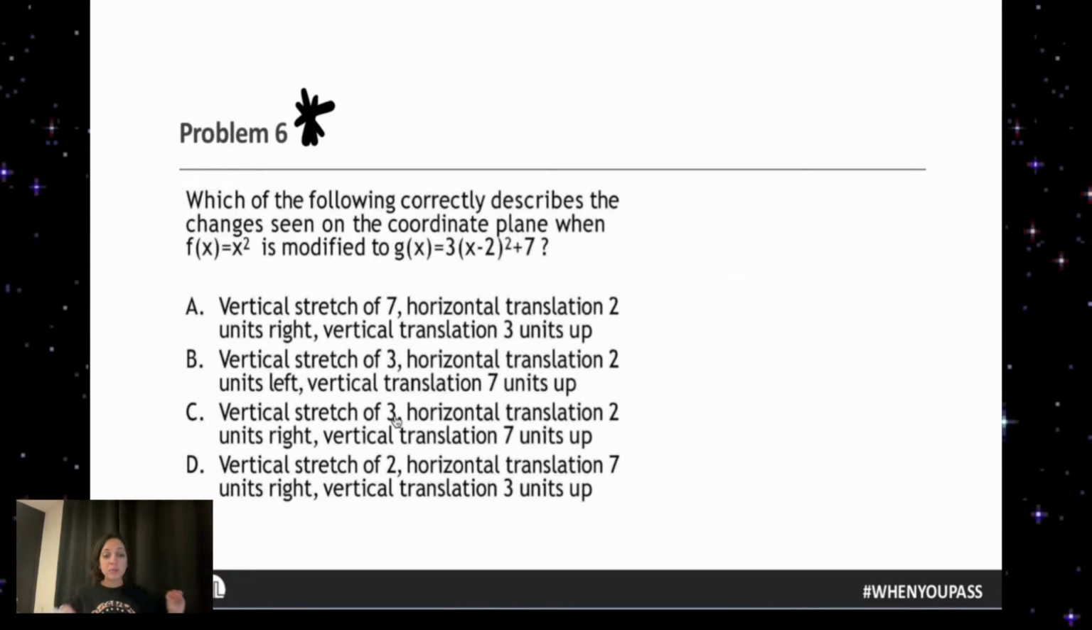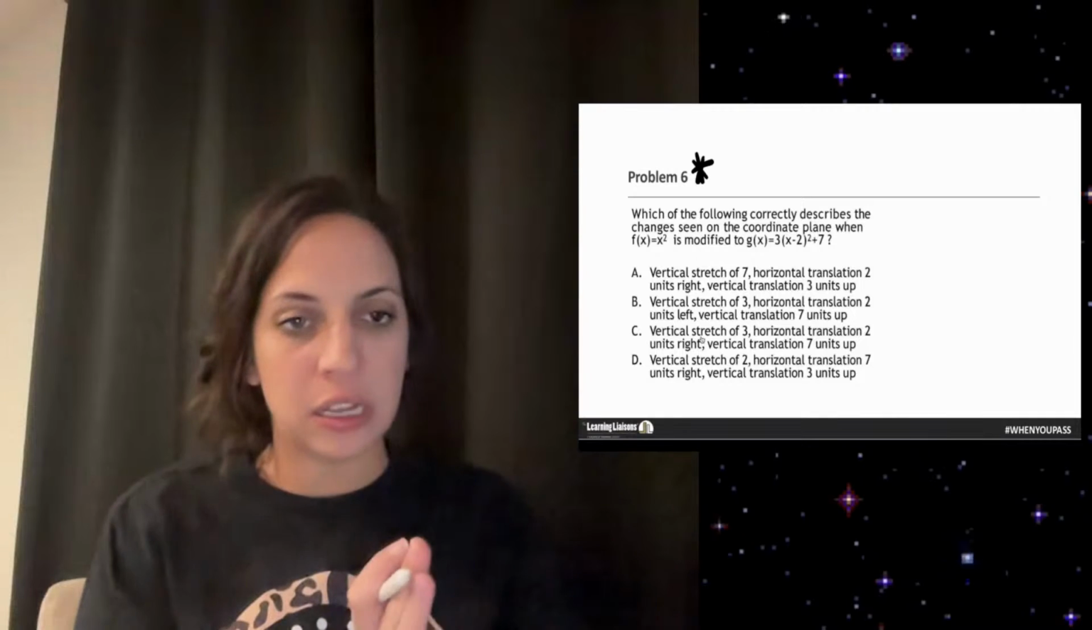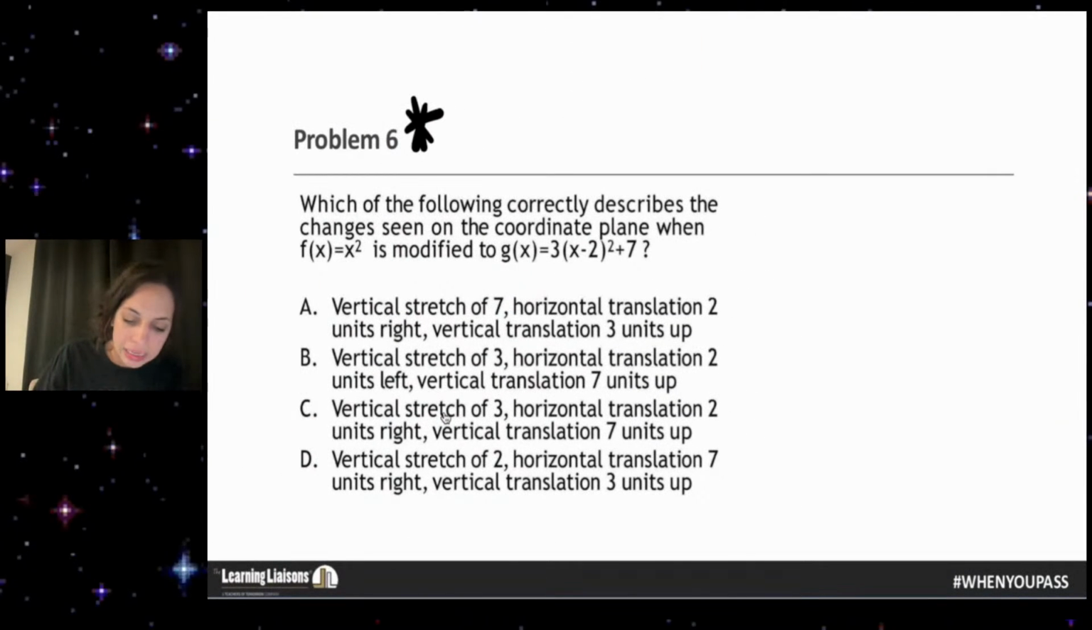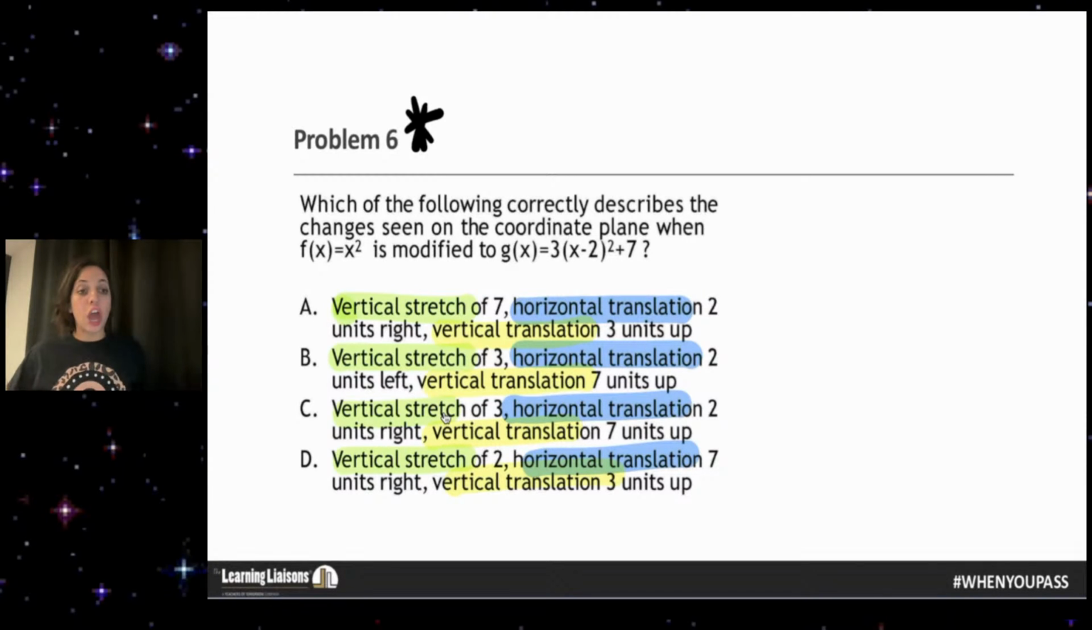All right, when I'm solving a problem like this, I'm going immediately to those answer choices and I'm looking for what's different. So I see that each of these answer choices is structured the same. Vertical stretch, horizontal, vertical translation. So now I just need to be able to know which pieces of this translation match which pieces.